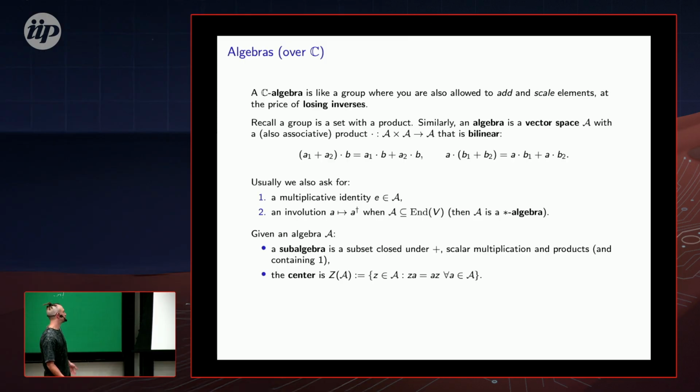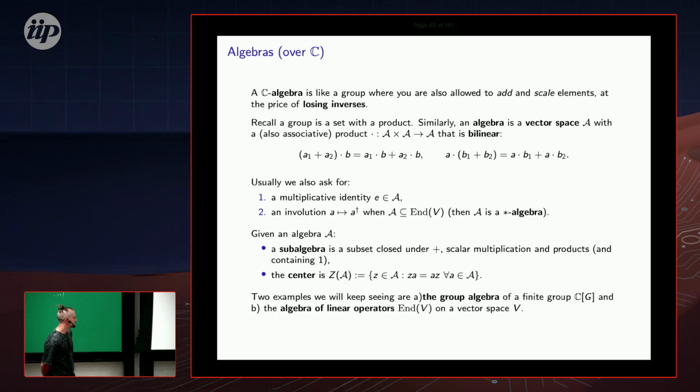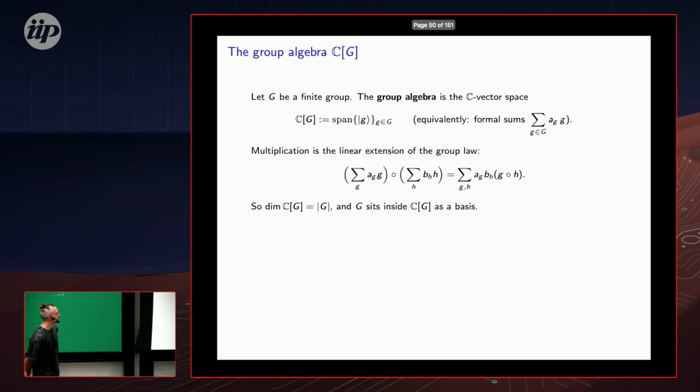Subalgebras are closed subsets under linear combinations and products. There's a concept of a center, which is the set of things in the algebra that commute with everything else. We will exemplify algebras with two basic examples, so we will pay attention to these two interesting algebras. One is the group algebra of a finite group, and the other one is the algebra of linear operators on a vector space. Let's go there.